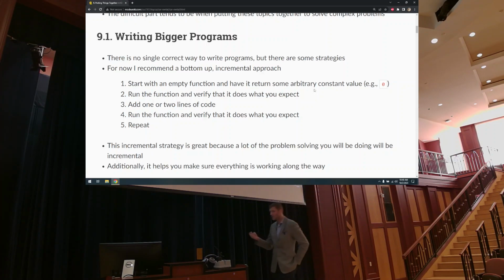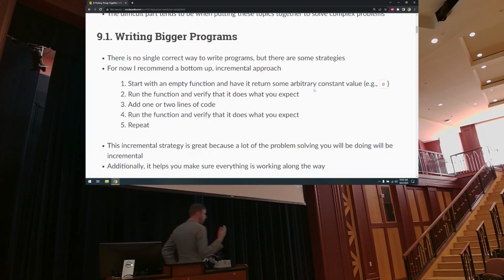So here's what we'll do. What I suggest is the bottom-up incremental strategy. First of all, you get a big problem. Before any of this, you have to break that problem down to its small bits. It's hard to solve a big problem. It's easier to solve multiple small problems that can be put together to solve the big problem.